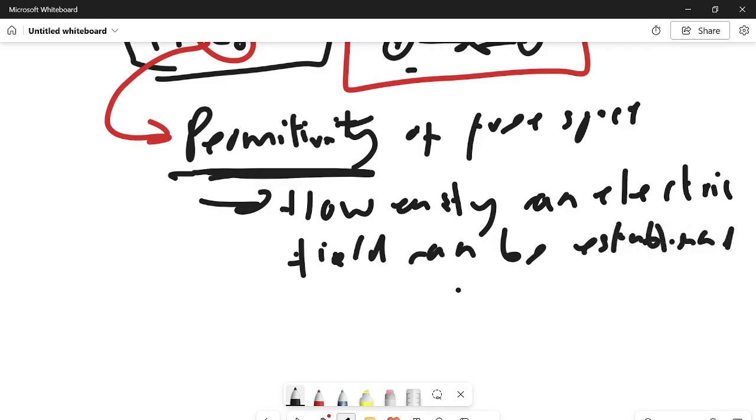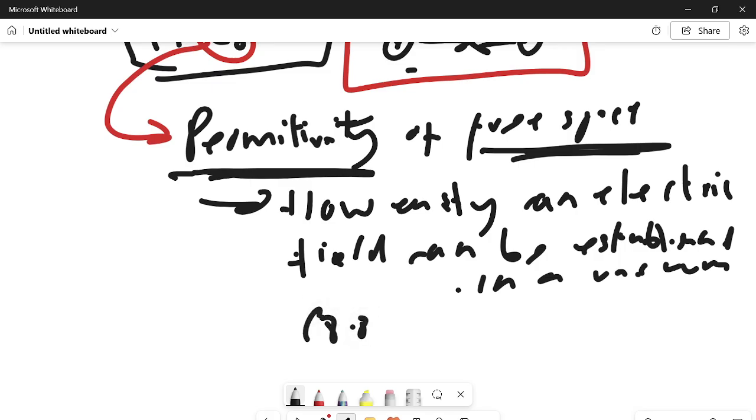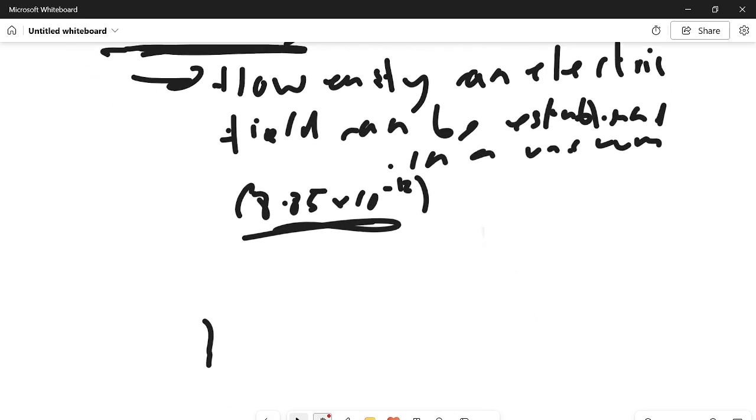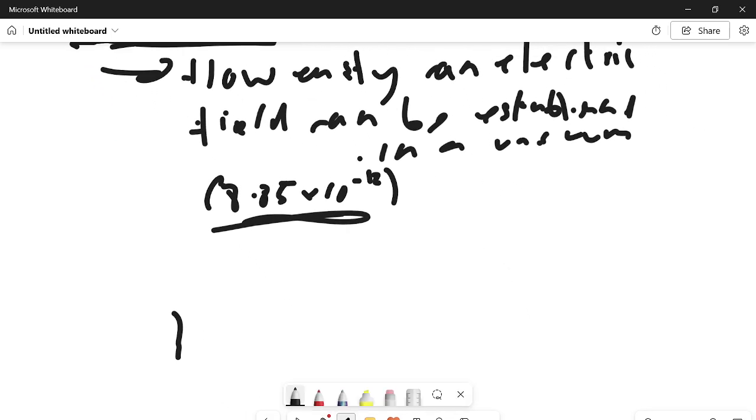Because this epsilon naught is free space, it is basically how easily an electric field can be established in a vacuum. And the value is actually 8.85 times 10 to the minus 12. So why does it change? Why does the permittivity change in each material?